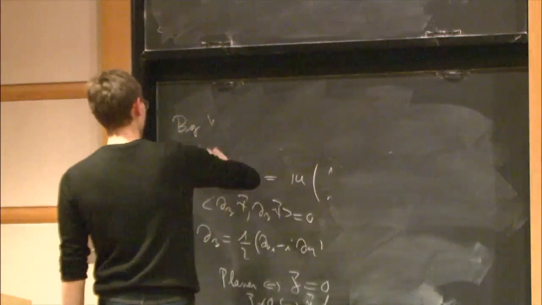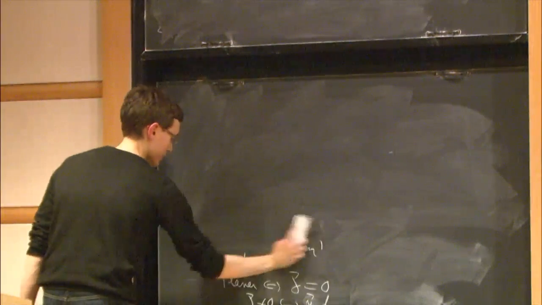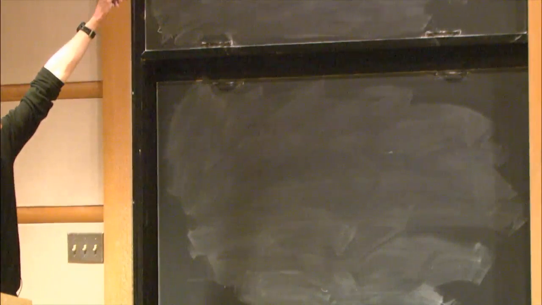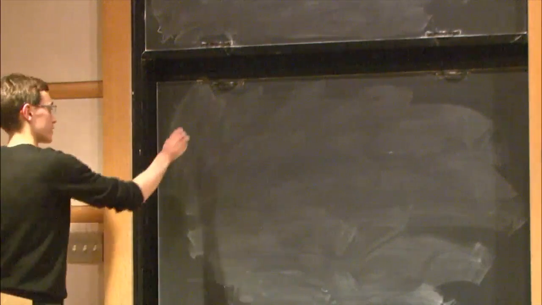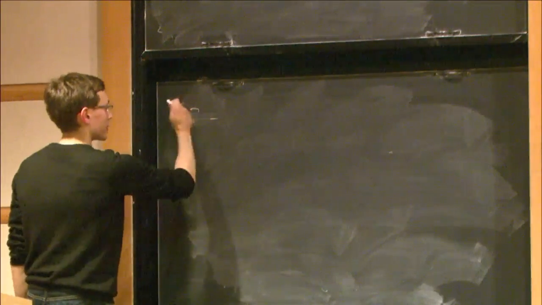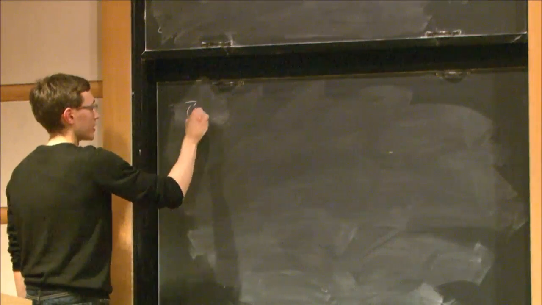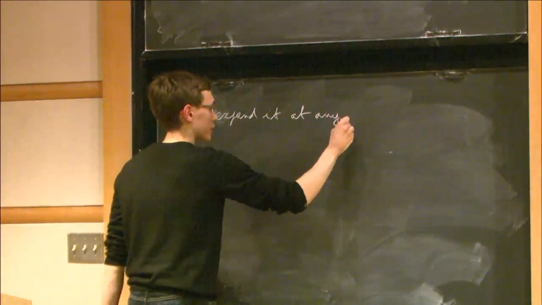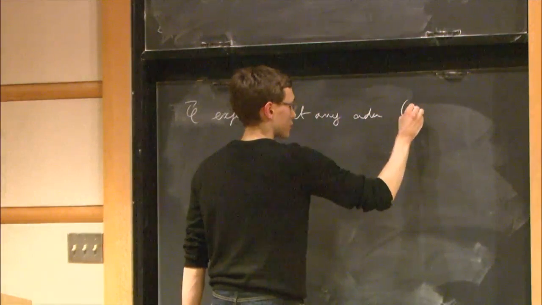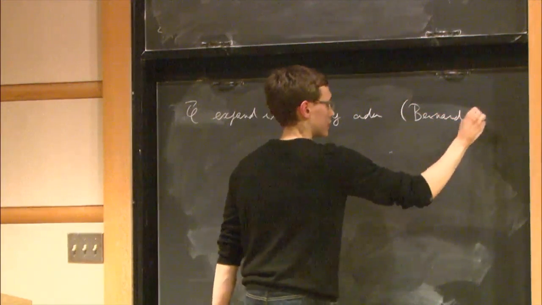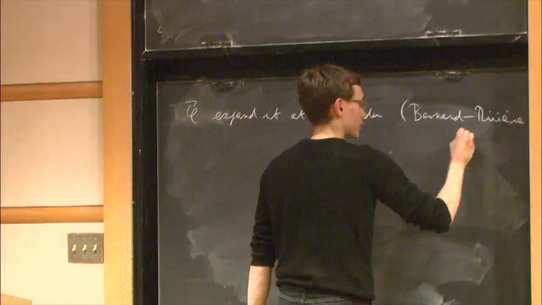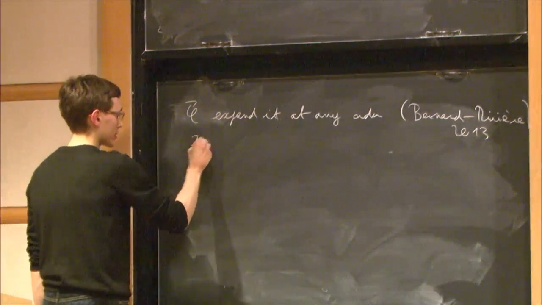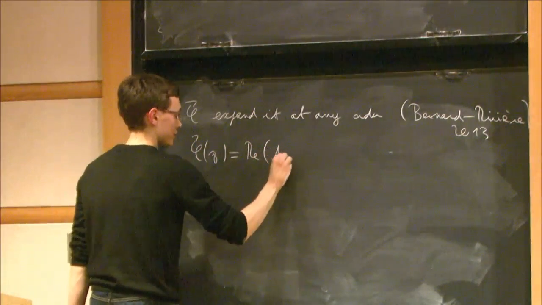And so now, to finish the proof, there are two arguments. So the first one is, okay, but now let's expand this Q phi to see what we get. So first, let me mention that phi, you can expand it at any order at branch points, and it's due to Bernard and Rivière from 2013, even if you're not smooth at branch points. So it's a technical point, but Q of phi, you can expand it as follows.